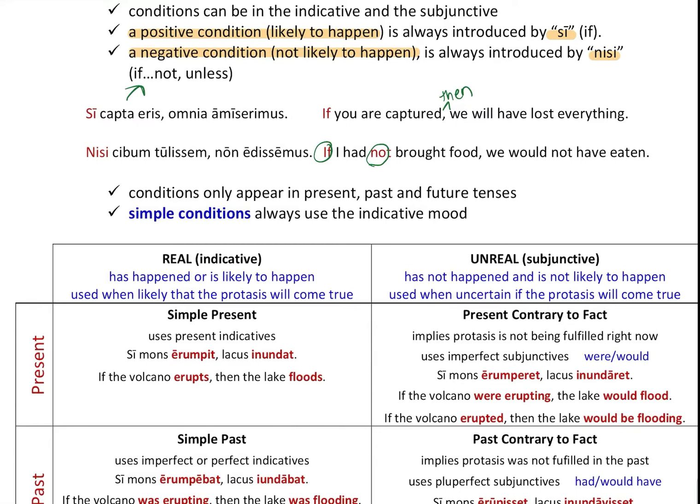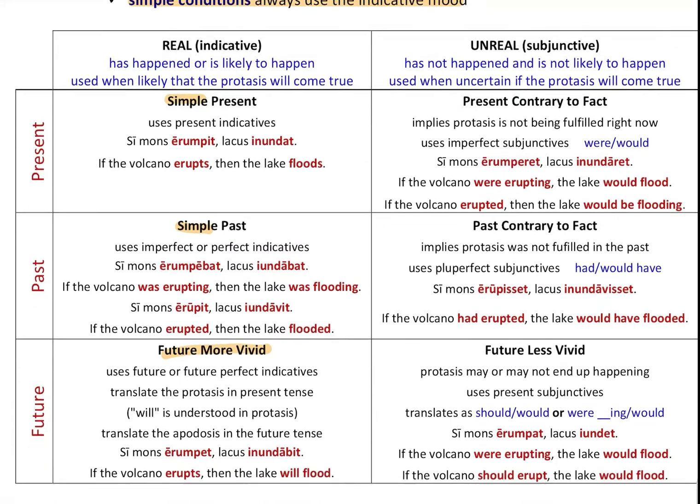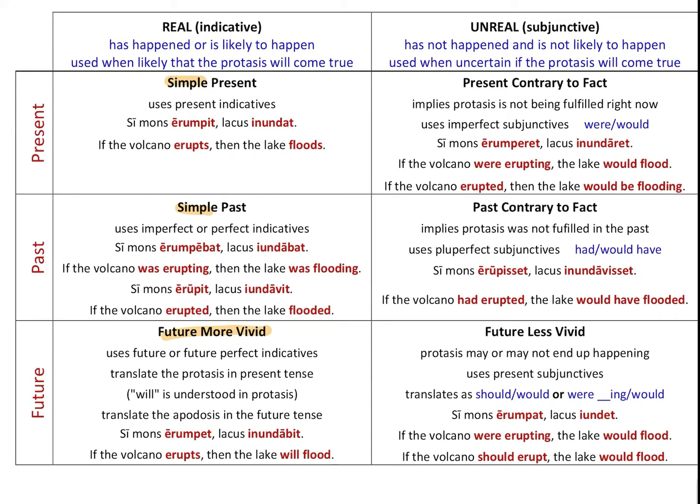Now, the good thing about conditions is they only appear in the present, past, and future tenses. Okay, so simple conditions, that's what we're going to talk about first. Simple conditions, you can see simple present, simple past, and, well, also called more vivid, in the case of the future tense, always use the indicative mood. So, left half of the chart always uses the indicative mood. So they're real in the sense that they have happened or are likely to happen. And they are used when it's likely that the protasis will come true. All right, let's work through these.